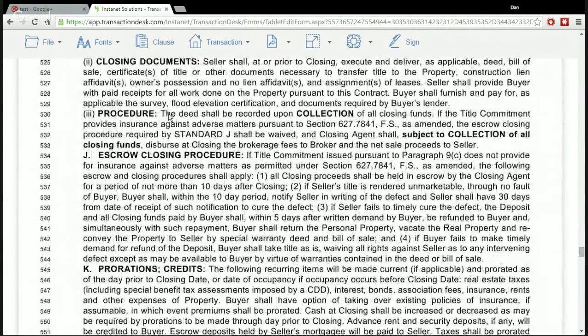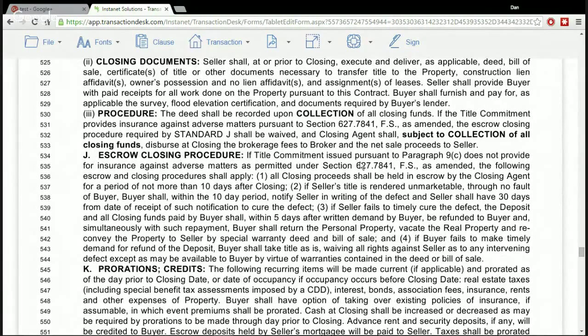Okay, procedure. The deed shall be recorded upon collection of all closing funds. The deed gets recorded in public records. We talked about that earlier. That's where you can go and find the actual legal description if it's in public records. If the title commitment provides insurance against adverse matters, I would have to revisit that to understand that, but we'll move along. You can revisit it as well.